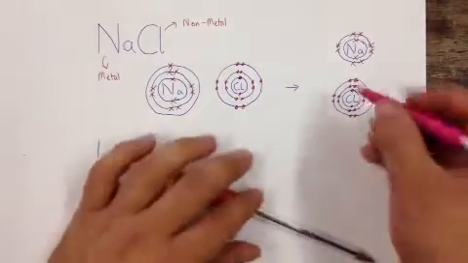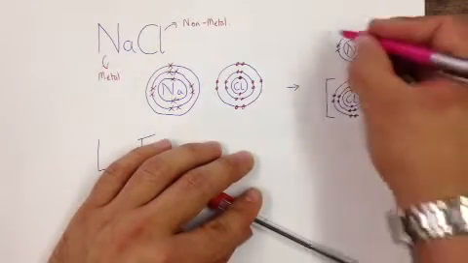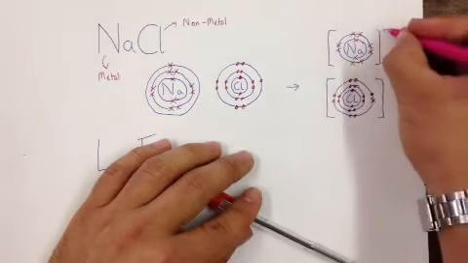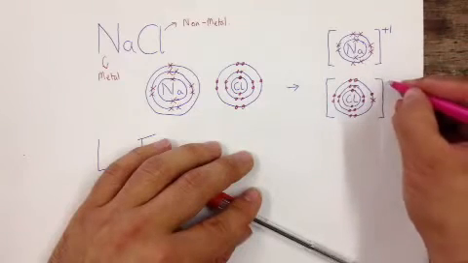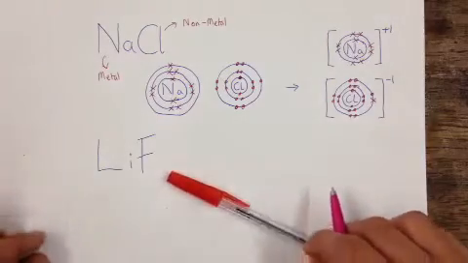And to finish, we put each of the now ions in square brackets, and we write the charge on them. So sodium will form a +1 charge because it's lost 1 electron and therefore has 1 less negative, and chlorine has gained an electron, so it will be -1.